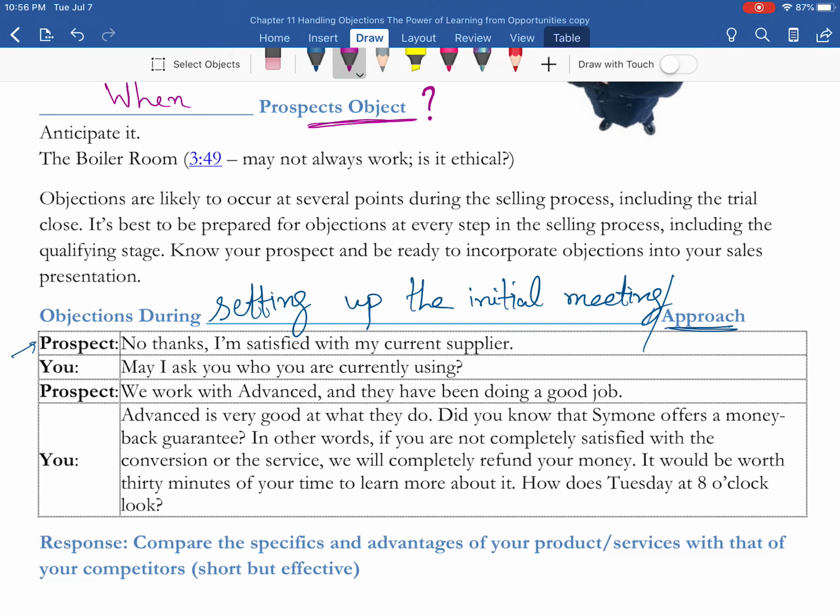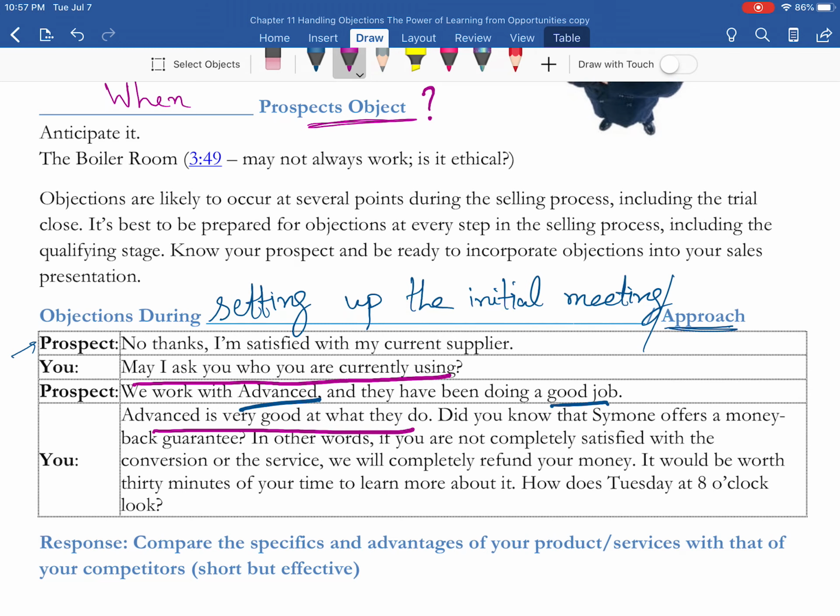You can respond by saying, may I ask who you are currently using? Now that's a good question. You are asking for a name, and they are giving you a name. We work with Advanced, and they have been doing a good job. Okay, so they are using only the word good, not great or phenomenal, right? And that is where you have to say, Advanced is very good at what they do. You are not saying bad things about your competitor. You are saying they are good.